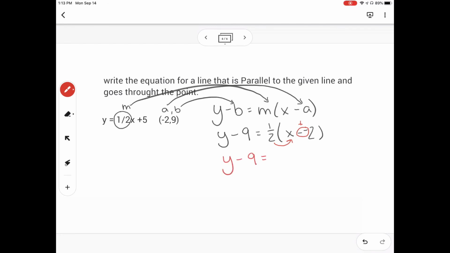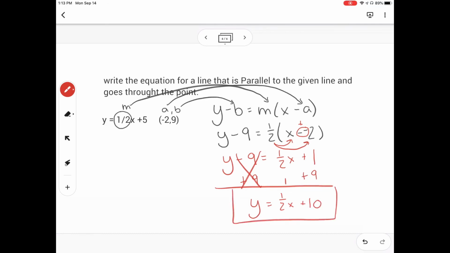Then we're going to distribute. So y minus 9 equals 1/2 x plus 1/2 times 2 is 1. Add or subtract the number with the y. So plus 9 on both sides. y equals, bring down your 1/2 x. 1 plus 9 is 10. So 1/2 x plus 10 is the answer to this example.